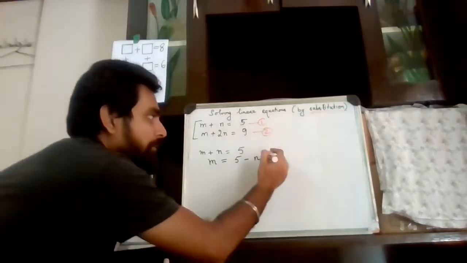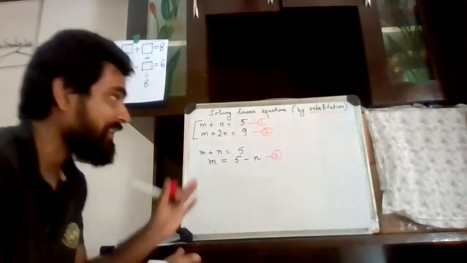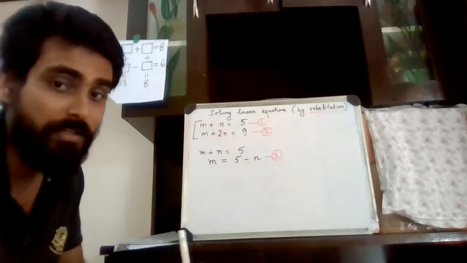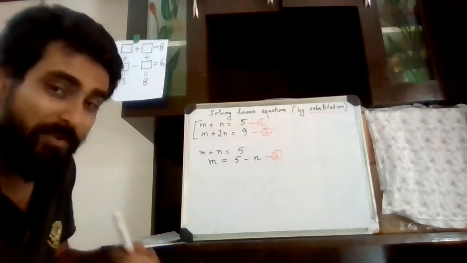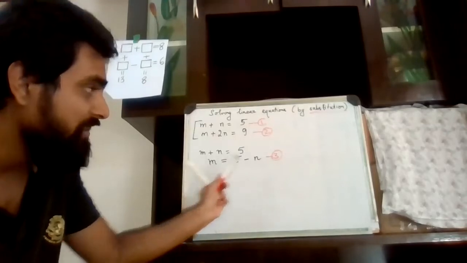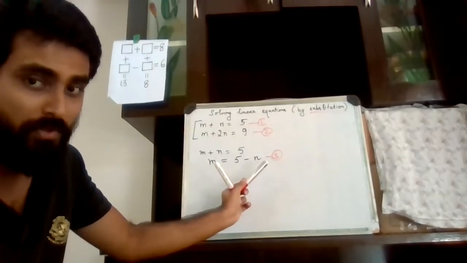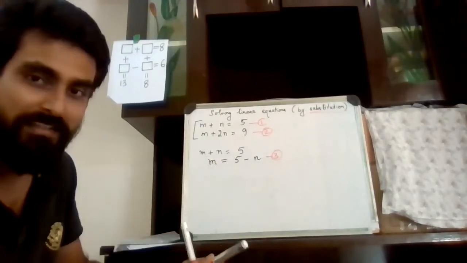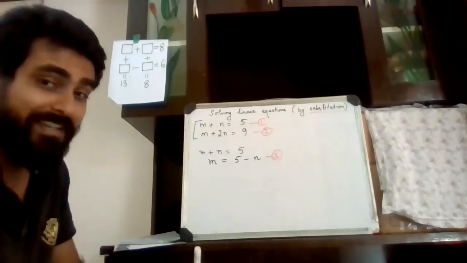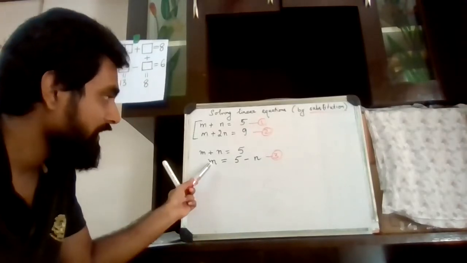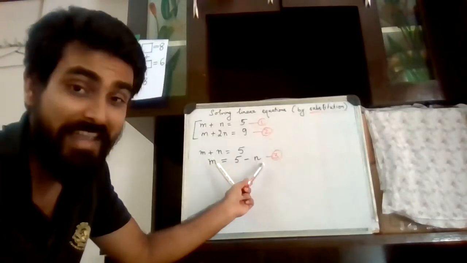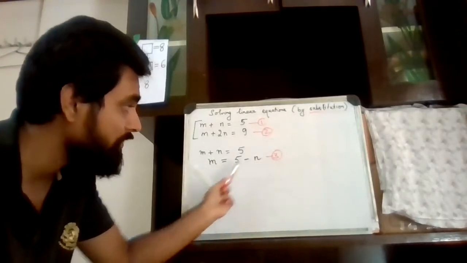Now I'm going to mark this equation as equation 3. It's actually the same thing as equation 1, just written in a different form. Now I have expressed m in terms of n, kind of like defining something in terms of the other. I don't know m exactly, but I know it in terms of n, it is 5 minus n.